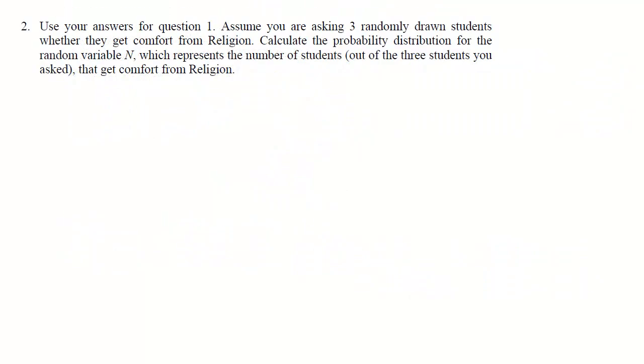The second question refers to some results from question one. But basically what we need here to answer is a probability tree. We refer to the religion variable, and we are drawing three students, and we're asking them whether they get comfort from religion, and we'll form a new random variable called N, which represents the number of students out of these three students that get comfort from religion. So N will have the following possible outcomes. We can either have 0, 1, 2, or 3 students that get comfort.